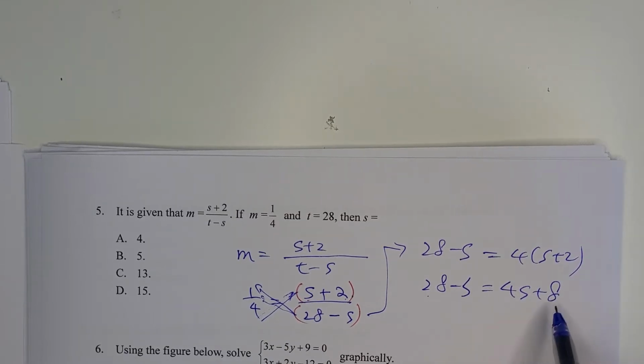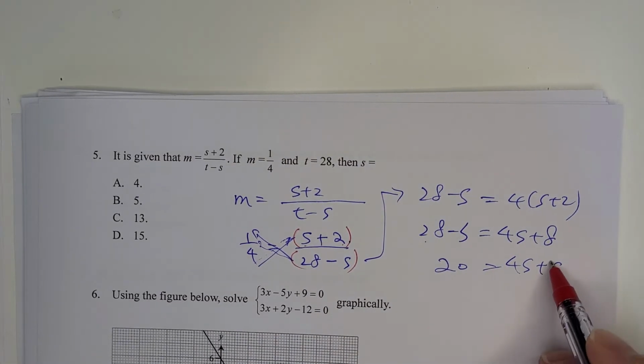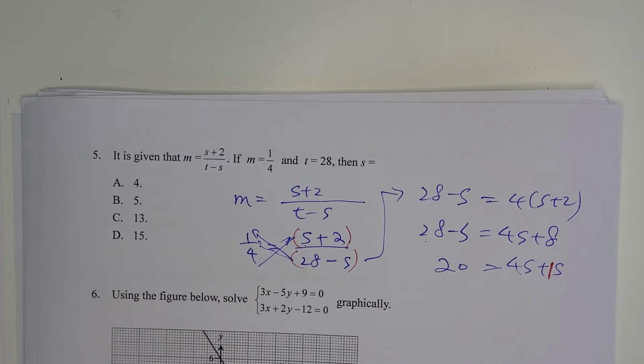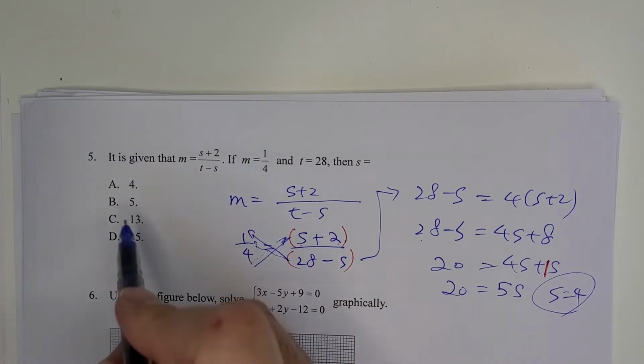So 28 minus 8, 20. Negative s move to another side, become positive s. 4s plus s. And here 4s plus s, there's a hidden 1 here. That means 4s plus 1s. So that is 20 equals to 5s, and s equals to 4. So the answer would be A.